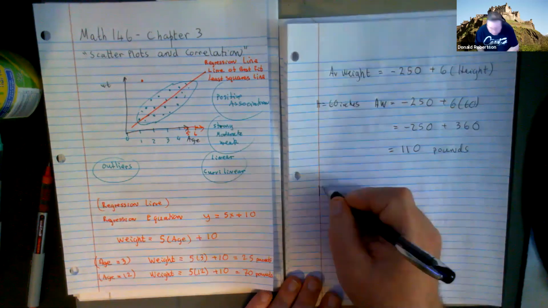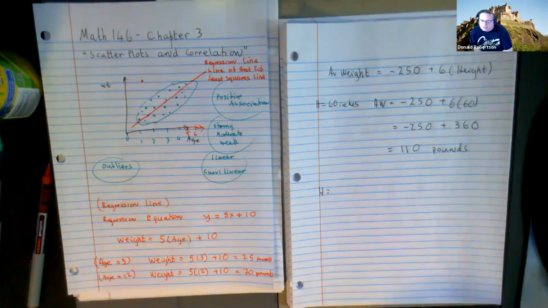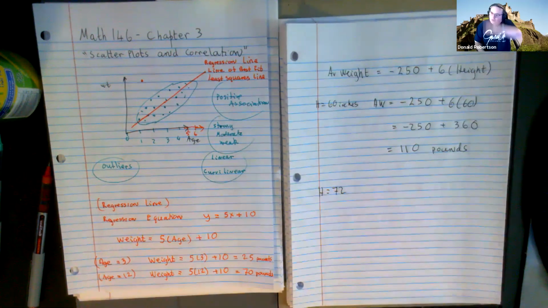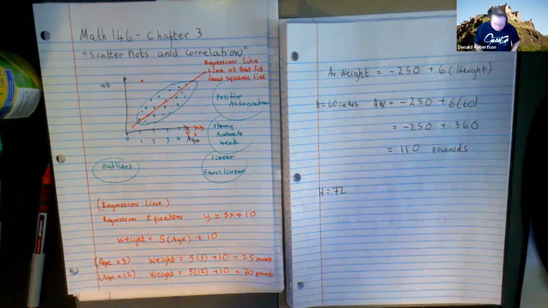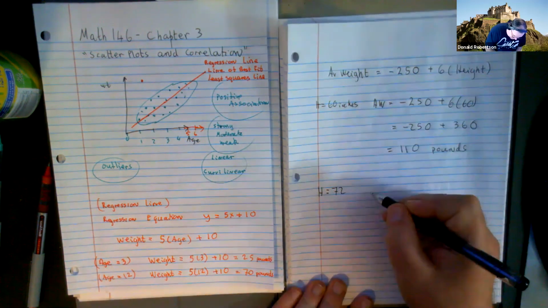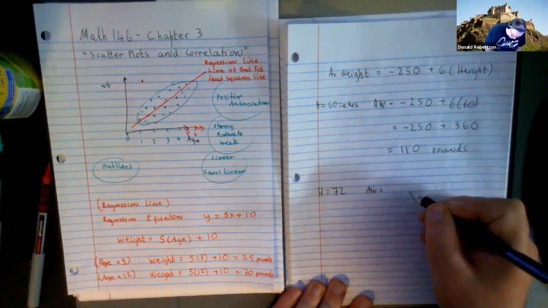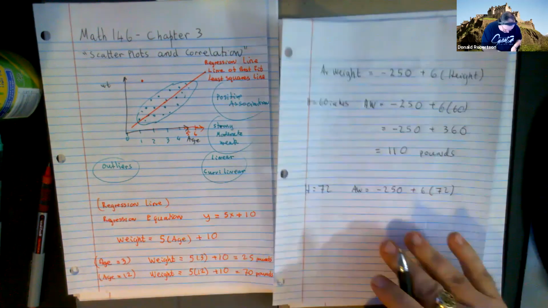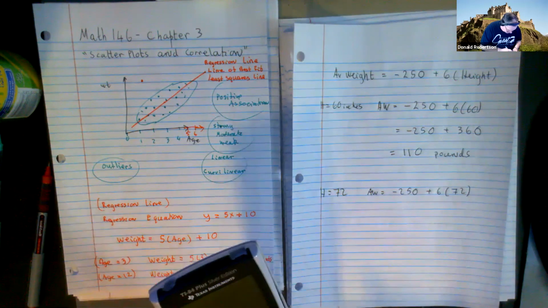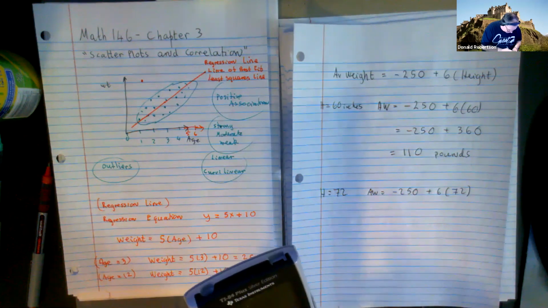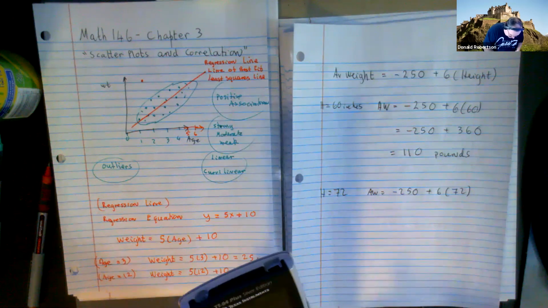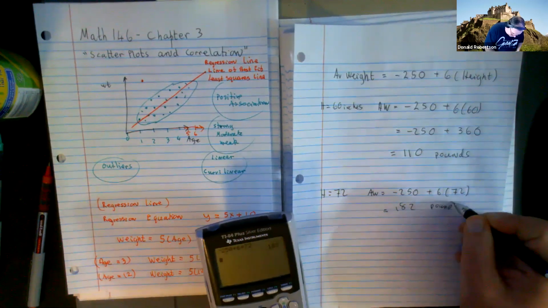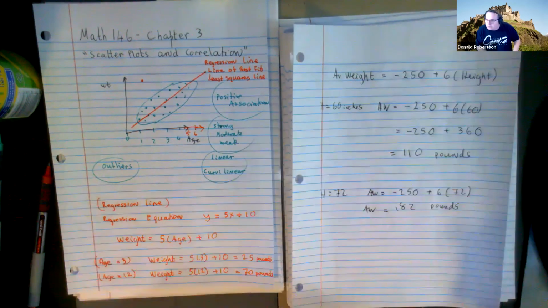I'm going to do one more of these. What do you think a 6 foot tall person is going to be? Well, won't they be a lot heavier than this? Because if there's more of you going this way, shouldn't you weigh more, essentially? So the average weight for a 6 foot person is -250 plus 6 lots of 72. I'm not going to do that in my head. So -250 add 6 times 72, and the answer we get here is 182 pounds. And so that's reasonable, right?